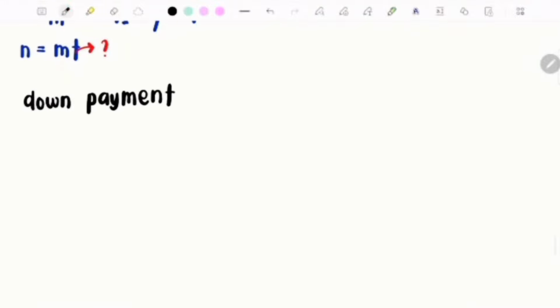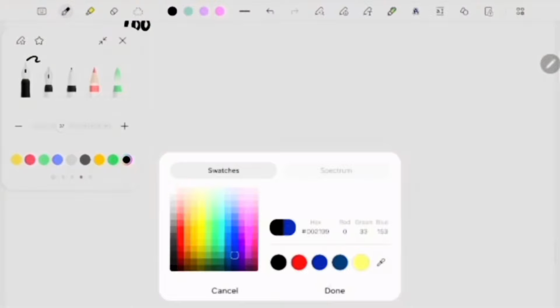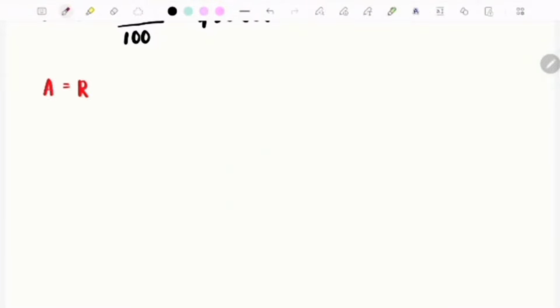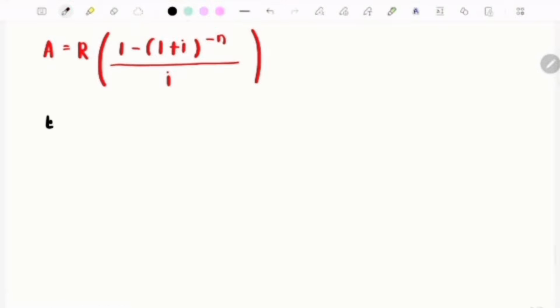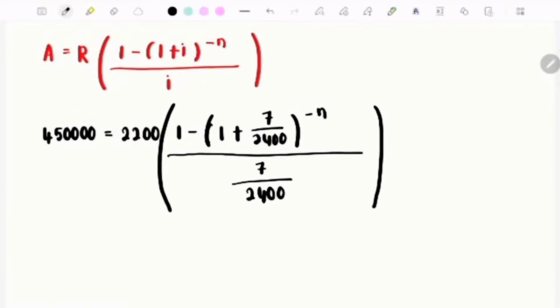For this question, we will use formula A. First, we need to find our down payment. 500,000 minus 10 over 100 equals 450,000. Next, we will write our formula. A equals R in bracket 1 minus in bracket 1 plus I to the negative N, over I. And then plug in all the numbers given.